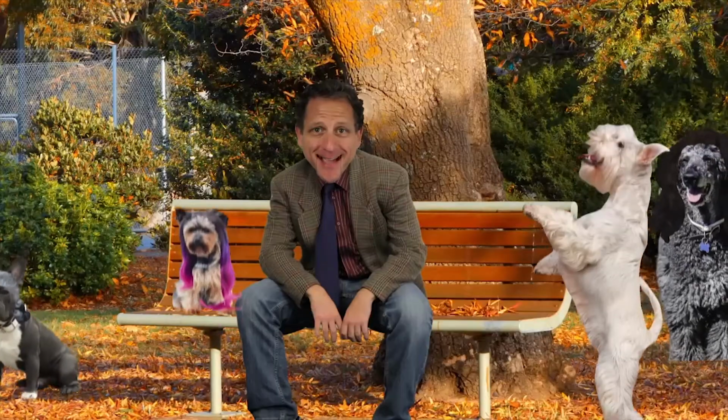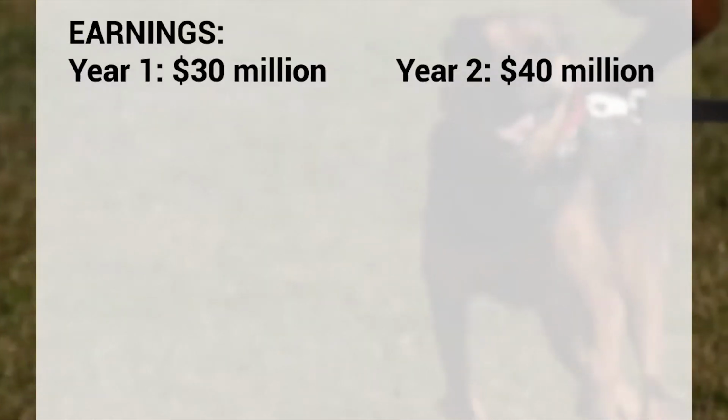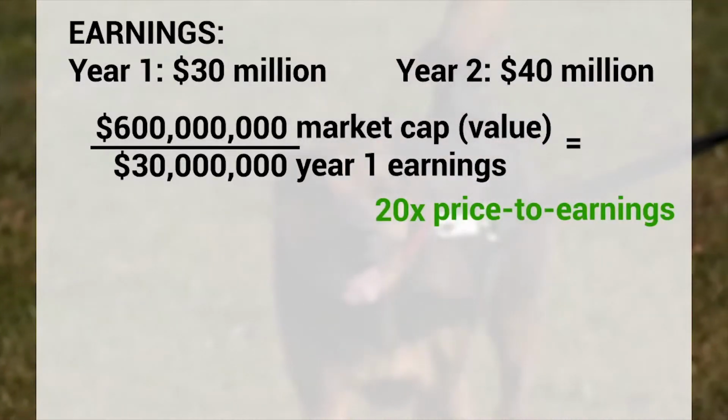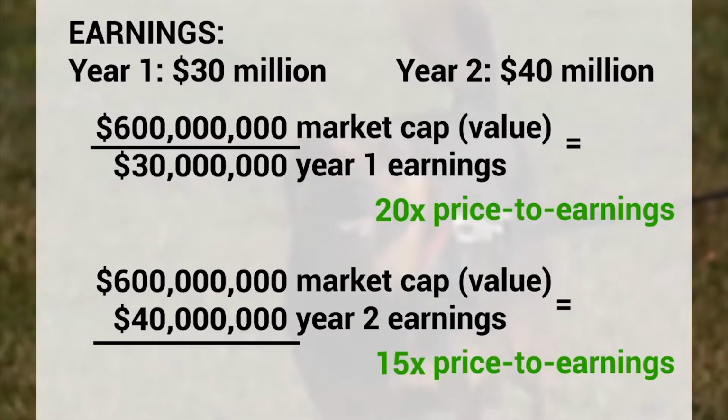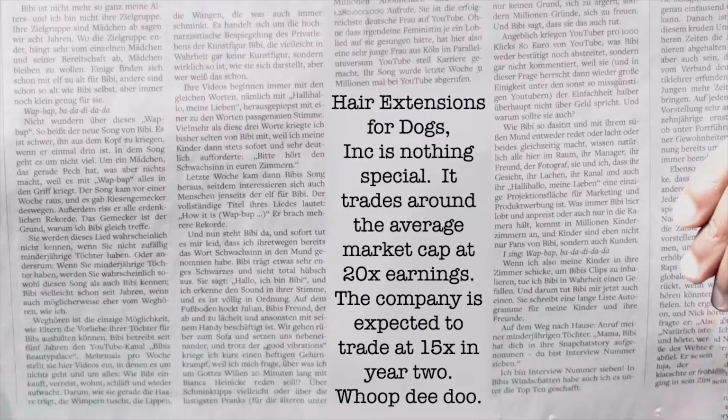And this is an important number because with the company earning $30 million this year and say $40 million next year, on that $600 million number, well, it trades at 20 times this year's earnings and 15 times next year's. But that's its market cap. It's trading about where the overall stock market is trading, give or take. Not that cheap, not that expensive, kind of ho-hum.